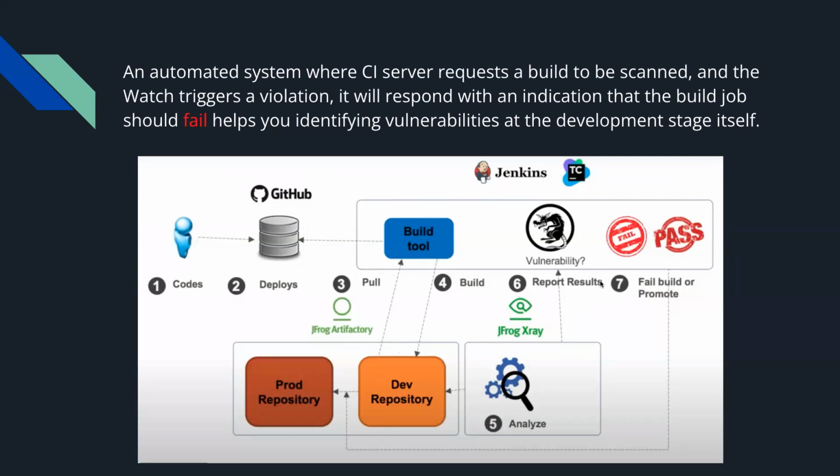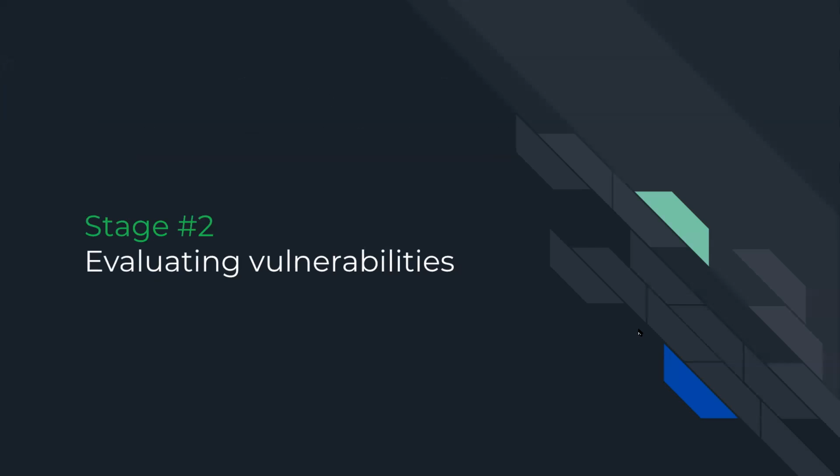When the build fails, you will be notified via mail or via Slack notification, whatever you're using in your system, or Jenkins mail notification. So that you will know that the build is failing because of the dependencies that you have introduced or the code you have written. So that's stage one. Now let's move on to stage two.